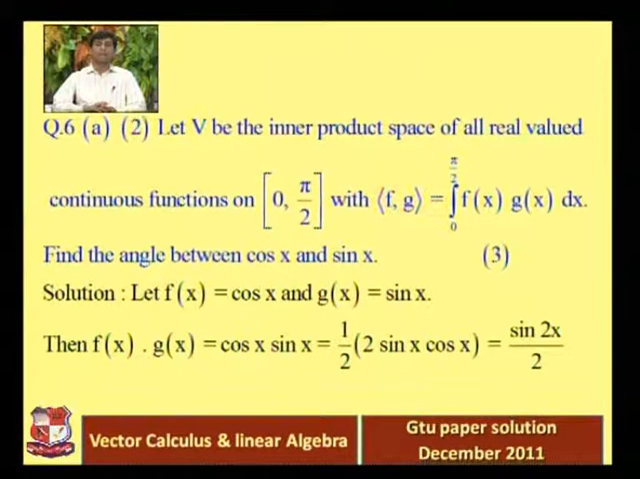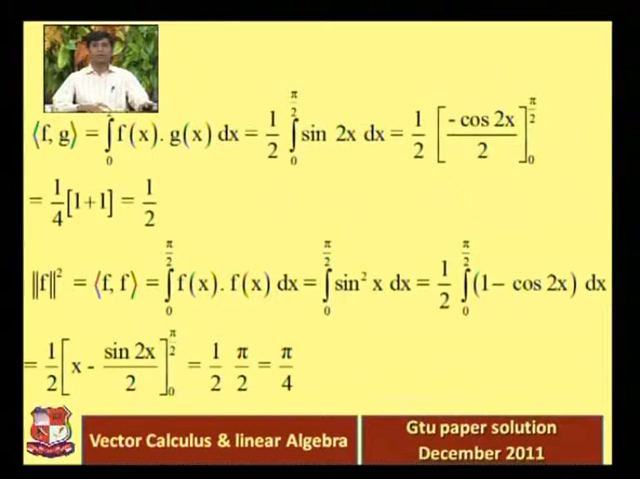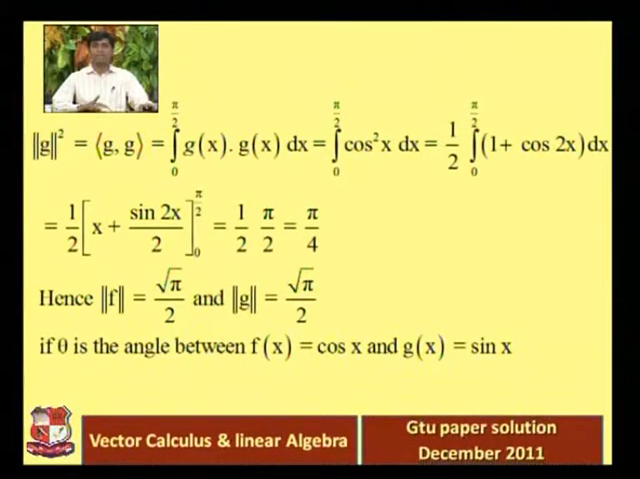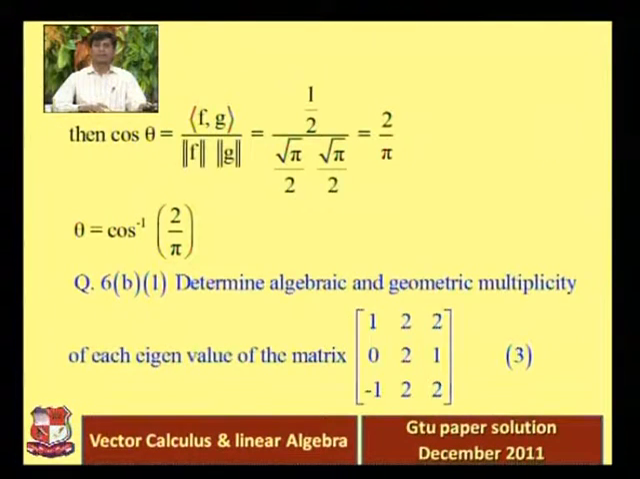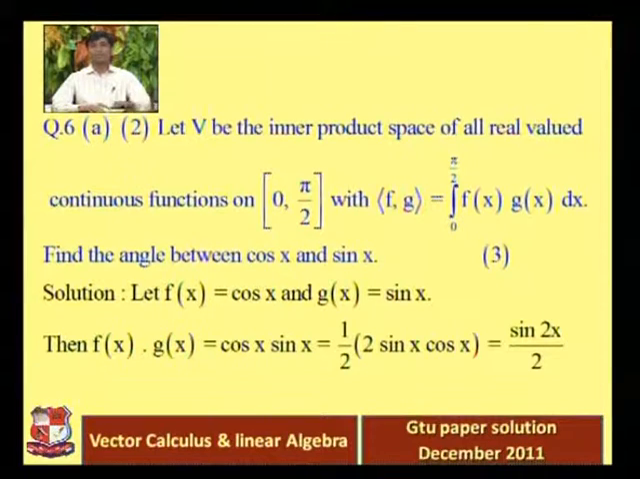Now what is the formula for the angle between two real valued continuous functions? If theta is the angle between f(x) and g(x), cos theta is equal to the inner product ⟨f, g⟩ upon norm f into norm g. So we want to find norm f, norm g and the inner product of f with g. First of all, we have f(x) equal to cos x and g(x) equal to sin x. So we find f(x) into g(x), that is cos x into sin x.